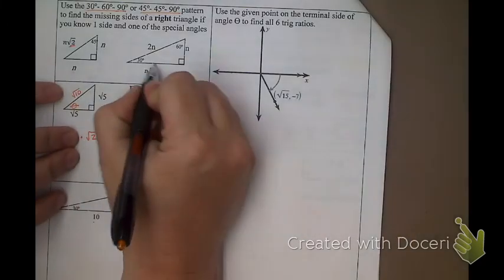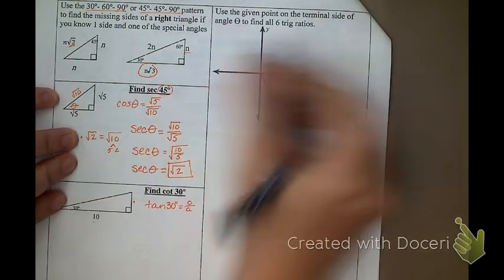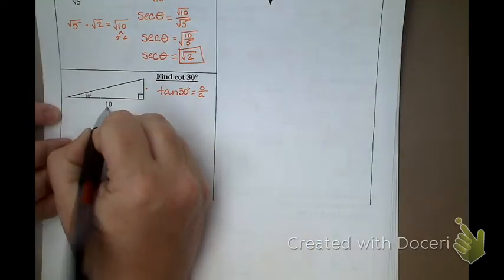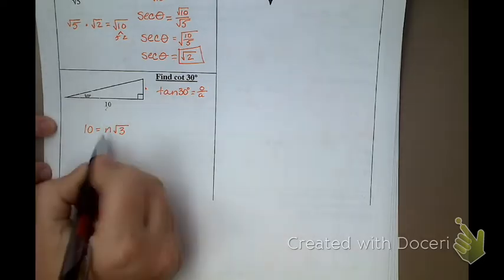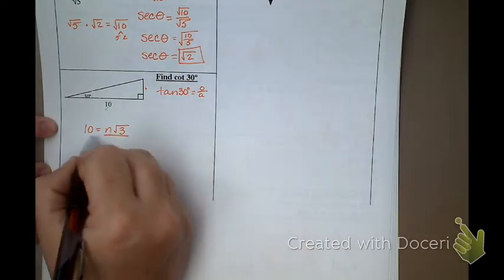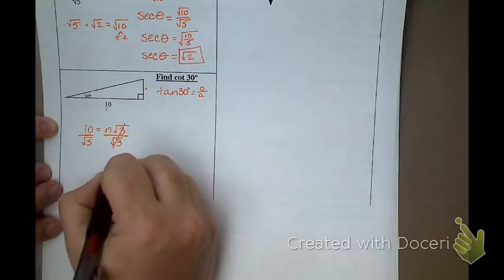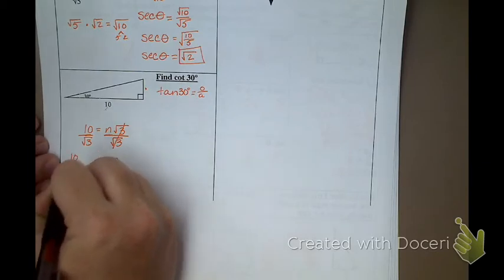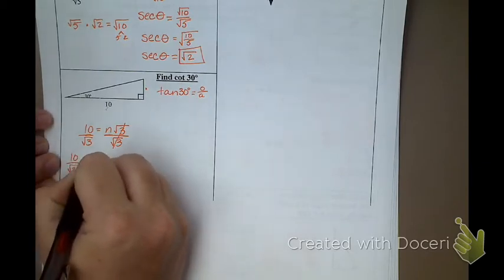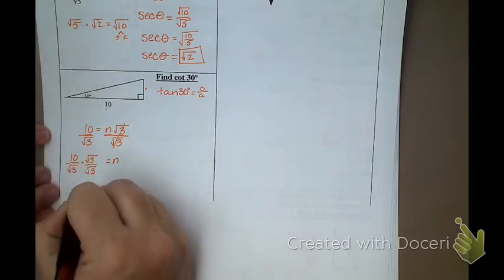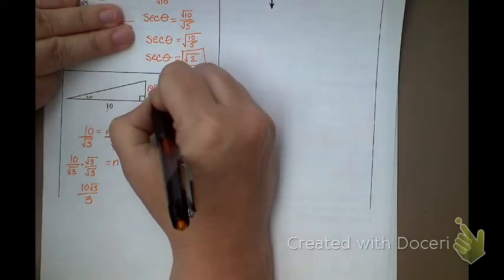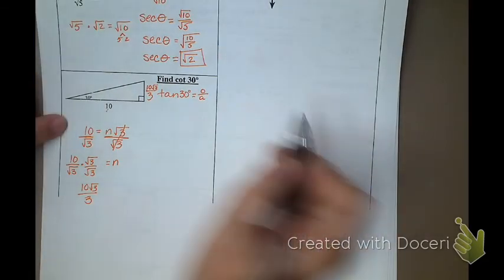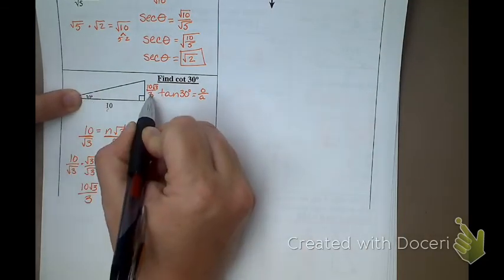From my rule up here, the long leg is equal to the short leg times radical 3. So if this is equal to the short leg times radical 3, how can I find the short leg? Well, I can divide both sides by radical 3. So n is equal to, I'm going to give myself some room here because I'm going to have to rationalize a denominator. Multiply by radical 3, so I have 10 rad 3 over 3. That's the length of this side, 10 rad 3 over 3. So tangent is 10 rad 3 over 3 over 10.